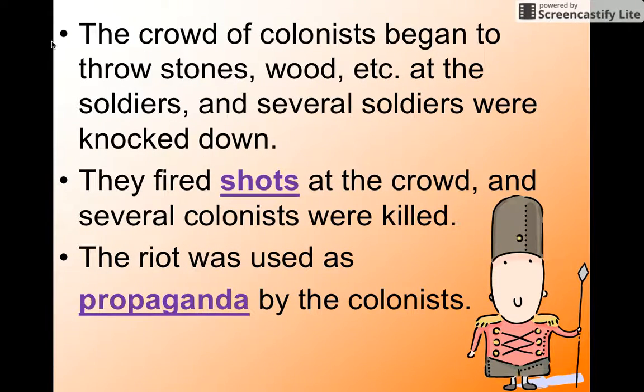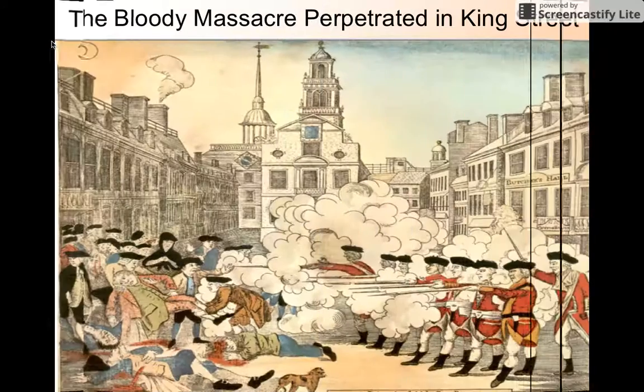The crowd of colonists began to throw stones, wood, etc. at the soldiers, and several soldiers were knocked down. They fired shots at the crowd, and several colonists were killed. The riot was used as propaganda by the colonists.